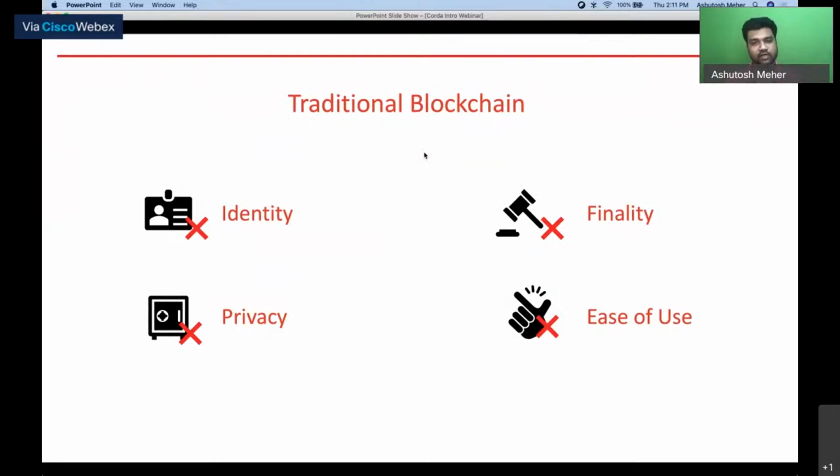If you have done any transaction on something like Bitcoin or Ethereum, you might have come across a situation where you do a transaction and it is supposed to be completed within an hour. But that's not always the case. Sometimes you get it in less than an hour. Sometimes it even takes days. So there is no finality as such, right? It's probable. You don't really know when that finality is actually going to occur.